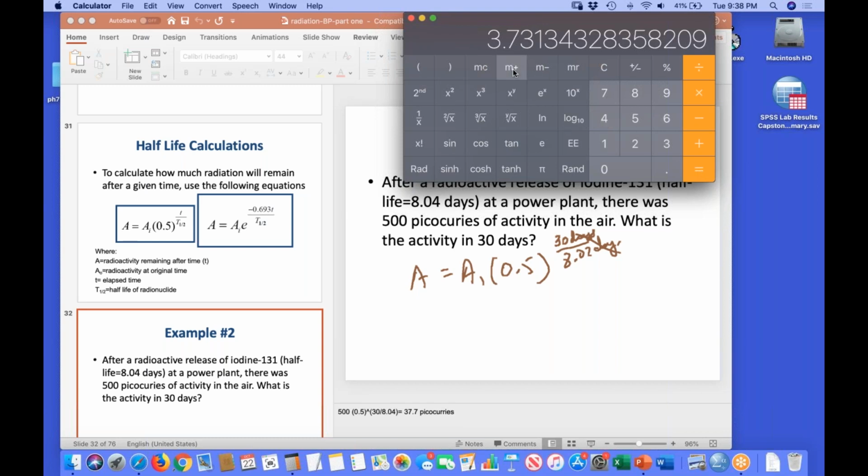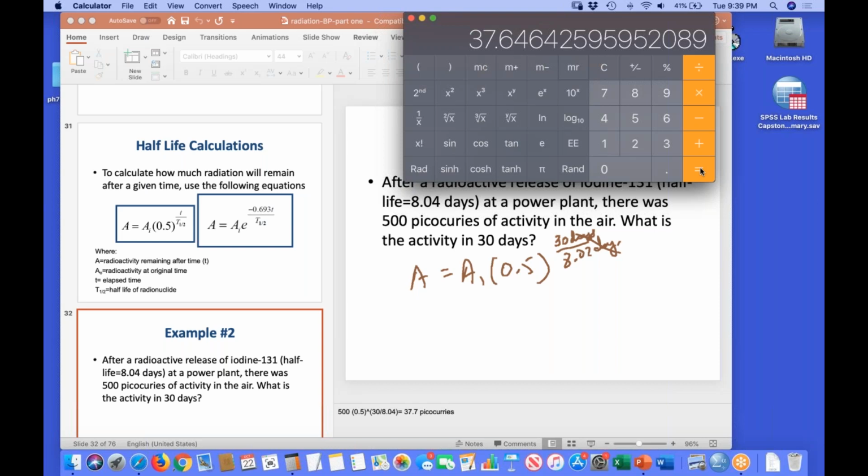So I'm going to put that into memory plus. I'm going to clear that out. So now I'm going to take 0.5, rather, and I'm going to take it to that power. So x to the y, I'm going to click on this, and then I'm going to recall memory, which is going to be my exponent, and I'm going to ask it to give me the result. So that is 0.075, etc. So this whole value is 0.075. Now I'm going to multiply it by the initial radioactivity, which is 500 picocuries per liter, times 500. And I get 37 picocuries per liter is what the activity is at that point.